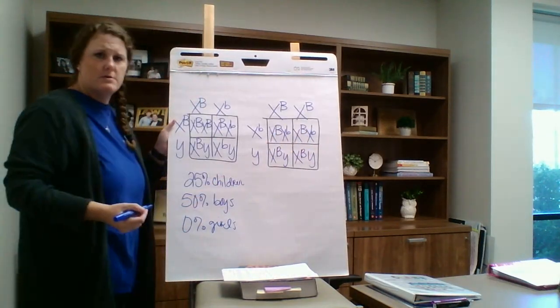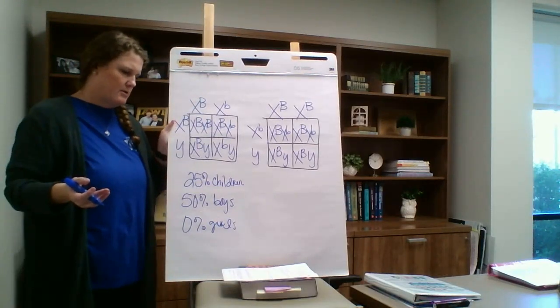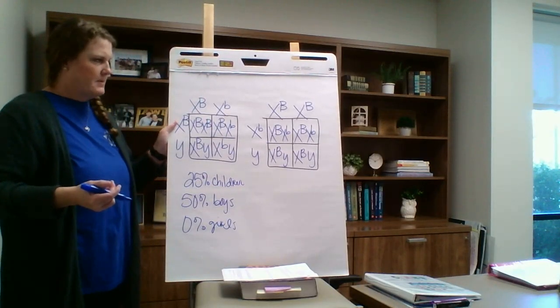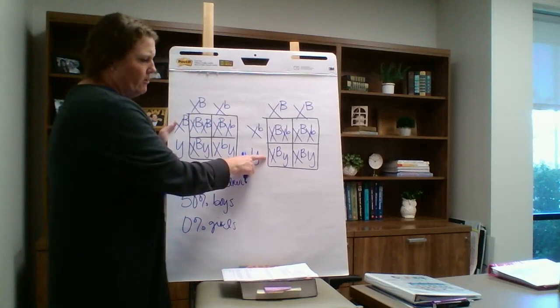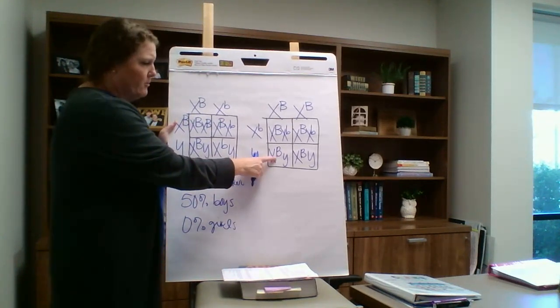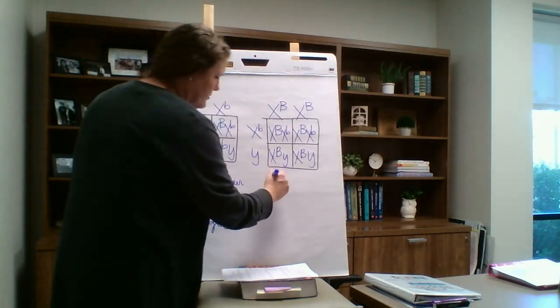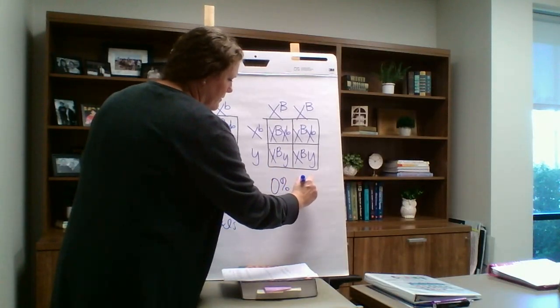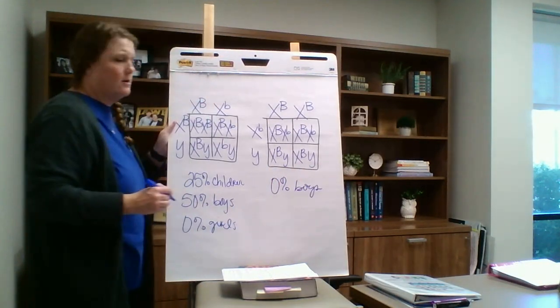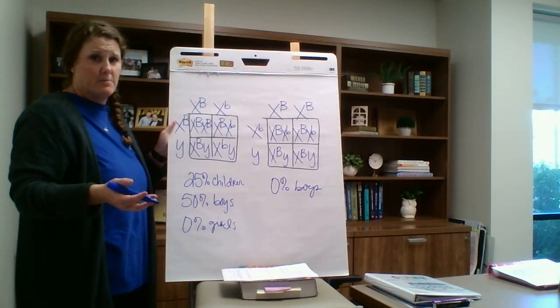All right, I get 2 girls and 2 boys. And now we answer the question. What percent of their sons would you expect to be colorblind? So when we look at our boys, they both have capital B's. And so 0% of our boys would be colorblind. In fact, none of our children are going to be colorblind.